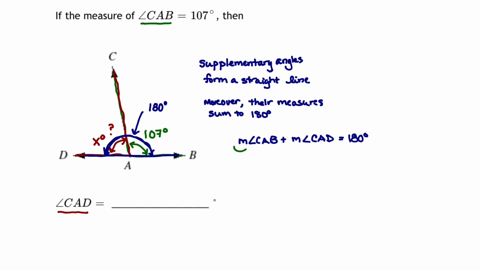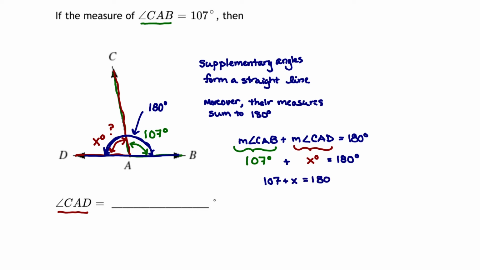Looking at what's being told, we know that the measure of angle CAB is actually 107 degrees. The measure of angle CAD, well, that's unknown, so that's X degrees. And so when I add them up, that has to give me 180. And that creates a very simple equation for us. That tells us that 107 plus X equals 180.